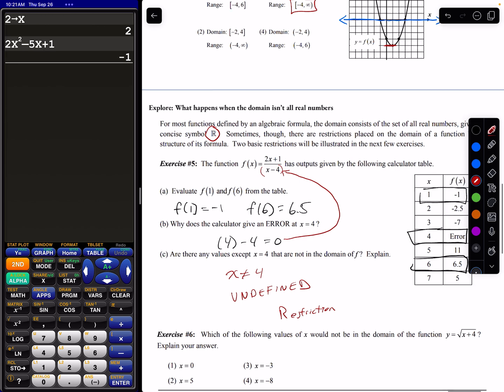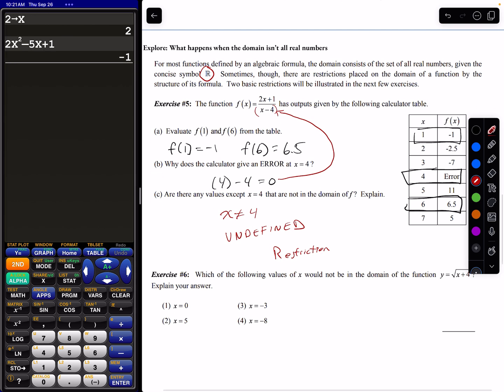That also happens when we're dealing with square roots. We have to be very careful when we're dealing with square roots. So for example, let's just try to substitute in 0 in this function. So I take y equals the square root of 0 plus 4. I get y equals the square root of 4. I get y equals 2. So (0, 2) works. That works. We're looking for something that is not in the domain.